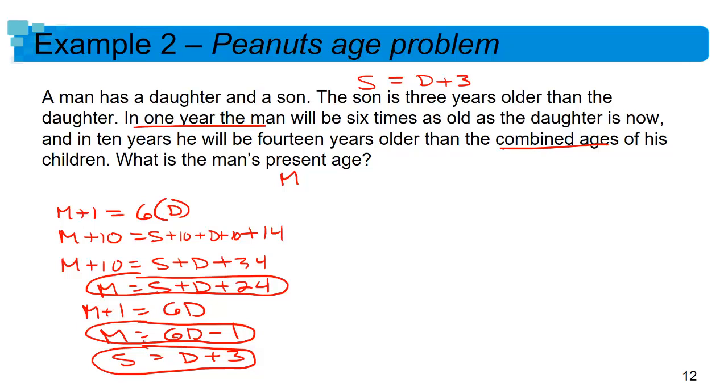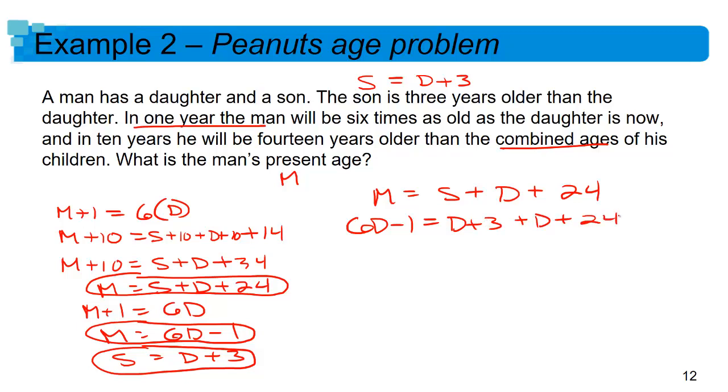So ask yourself, can I start doing some substitution, right? Are there equations that simply relate one variable to another? Well, yeah, I've got M related to D, and I've got S related to D. Hey, I've got 2 different variables that are both related to D, so I can substitute both those in. So if I go up here and I have M equals S plus D plus 24, by substitution, M is just 6D minus 1, right? And then instead of S, I can put D plus 3, and then plus D plus 24.